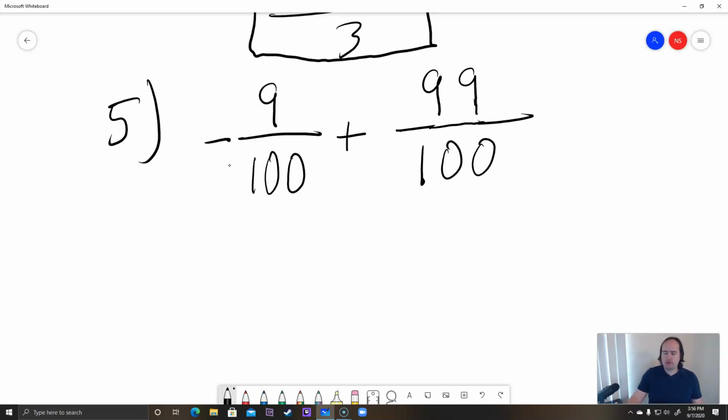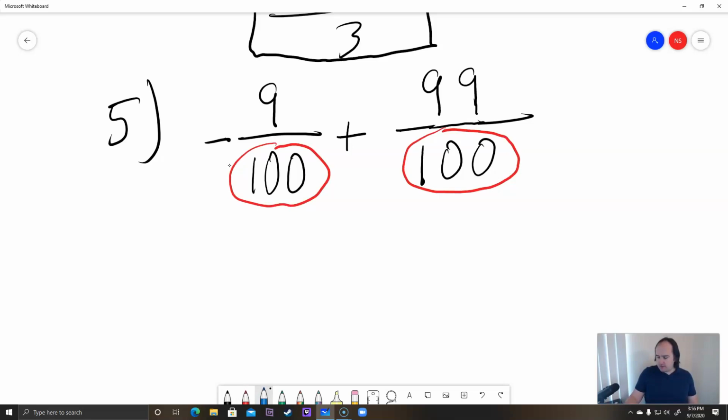All right. So once again, these are like fractions. So we keep the denominator, which is 100, and then we add or subtract the numerators. Well, the numerators here are -9 and 99. So what's negative 9 plus 99? Well, remember, if they're opposite signs, you keep the sign of the larger number, and then you subtract. So here the larger number is positive, so our answer is going to be positive.